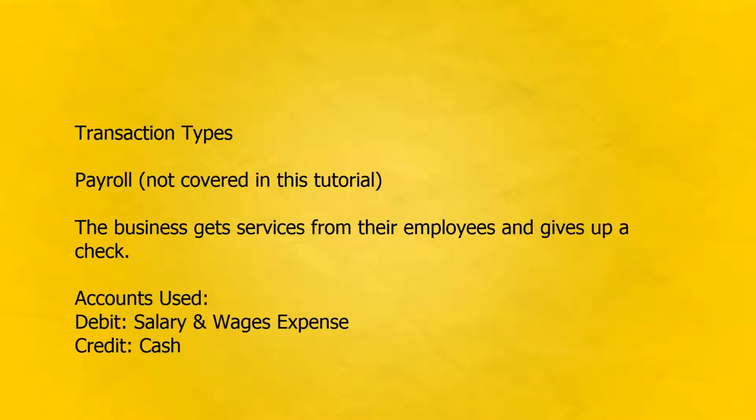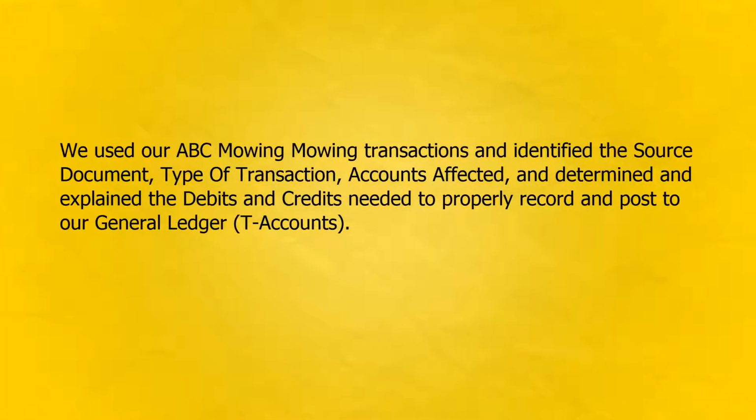Credit, cash. We used our ABC Mowing transactions and identified the source document, type of transaction, accounts affected, and determined and explained the debits and credits needed to properly record and post to our general ledger (T) accounts.